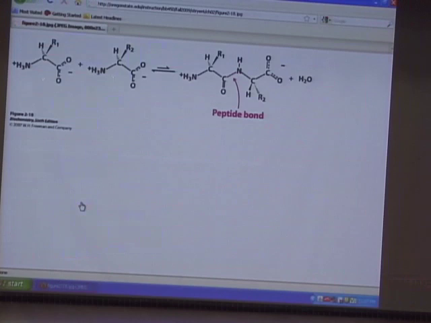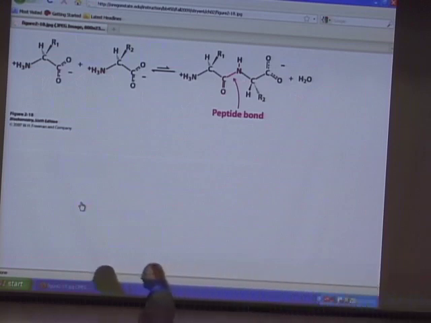And you can see the peptide bond being formed here. A peptide bond is formed when an alpha carboxyl combines with an alpha amino to make this bond right here. That results in the splitting out of water, which is an essential part of that process, resulting in a covalent bond between the carbonyl group and the amine group.